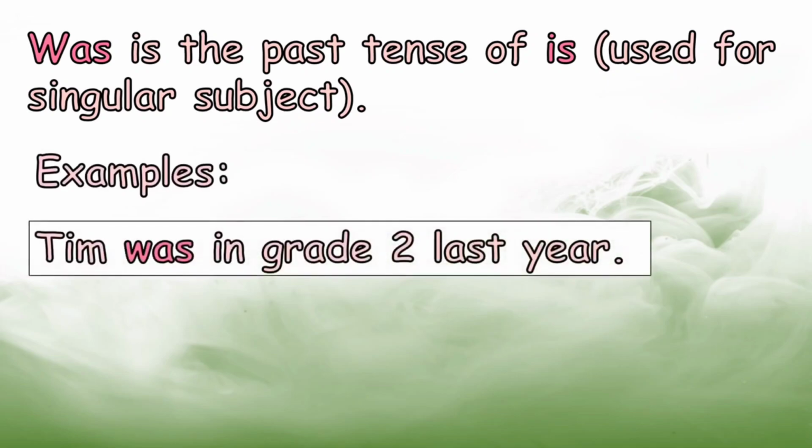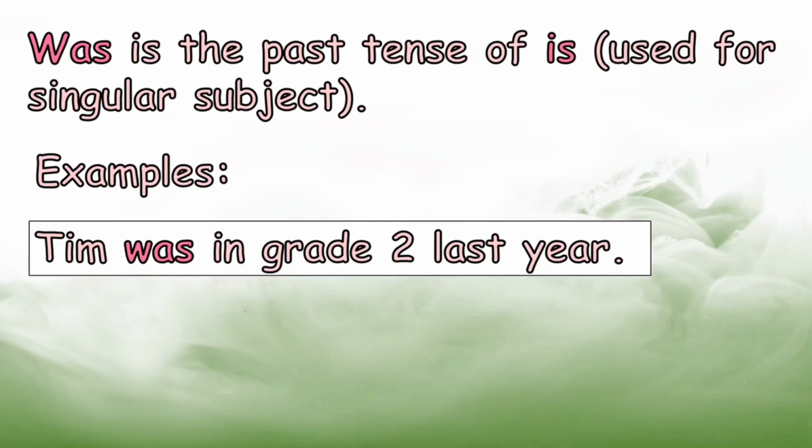Tim was in grade 2 last year. We have the time signal here, last year, indicating that the event or the action already happened. We have a singular subject here, which is Tim. That is why our verb should be in the past tense, which is was. Tim was in grade 2 last year.